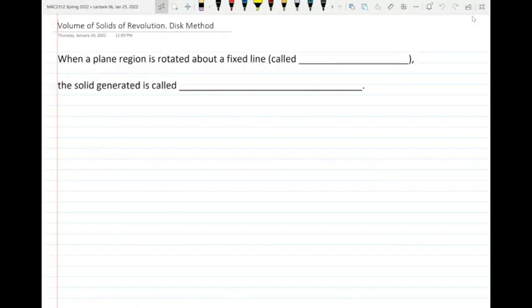So let me explain what's a solid of revolution. A solid of revolution is obtained when you take a plane region and you rotate it about a fixed line, okay? When a plane region is rotated about a fixed line, typically called the axis of rotation, the solid generated is called a solid of revolution.